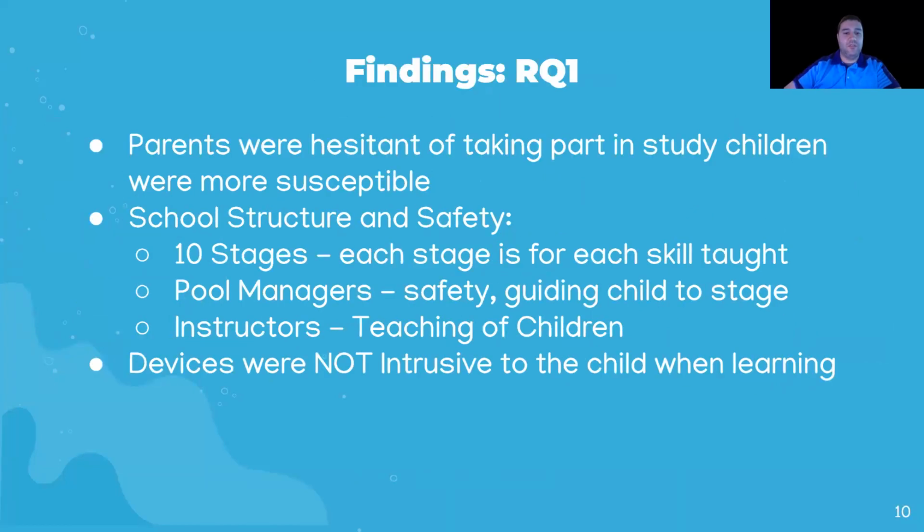We found out that the swimming school is structured in 10 stages per class and has a manager controlling the entire pool for safety and guiding the child to each stage, which contains an instructor. On average, there are about 3 children per instructor.